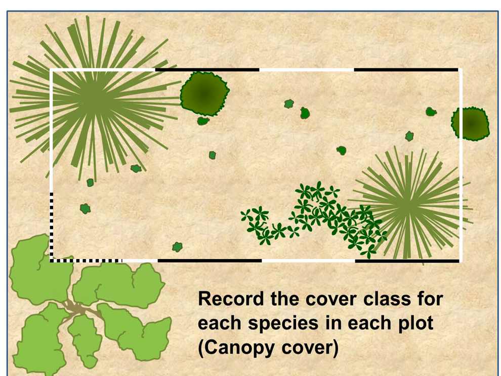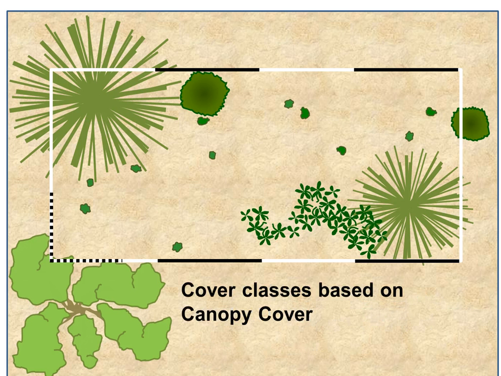By doing that, if we try to move in our mind's eye the canopy cover from here over to here, we can see that it would occupy over 25% but less than 50%. And so it would be assigned cover class 3.